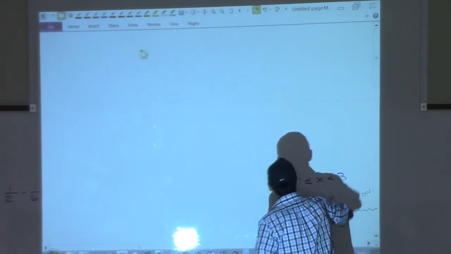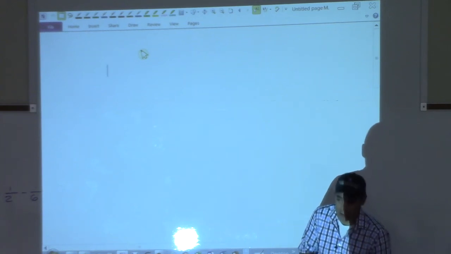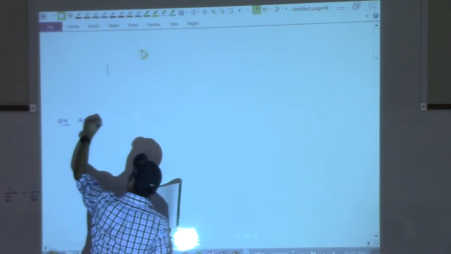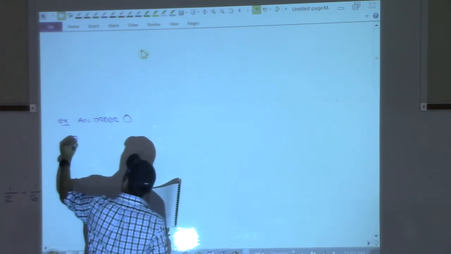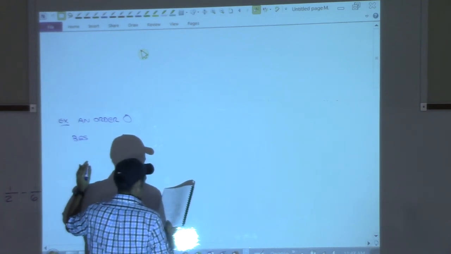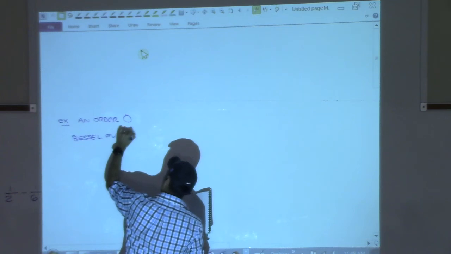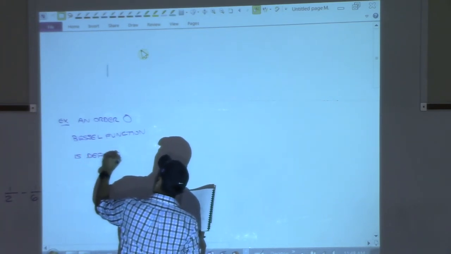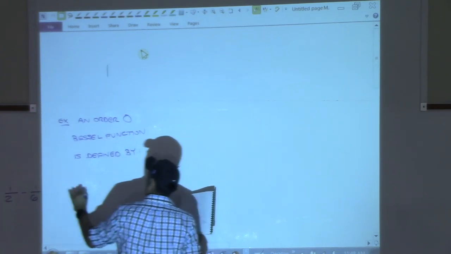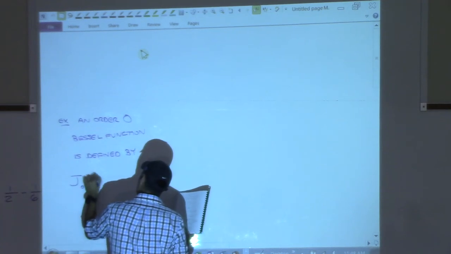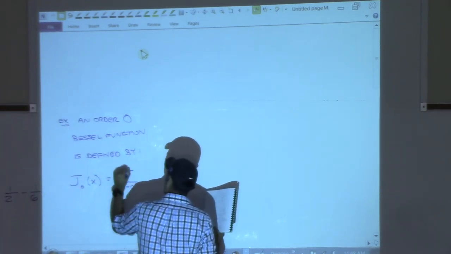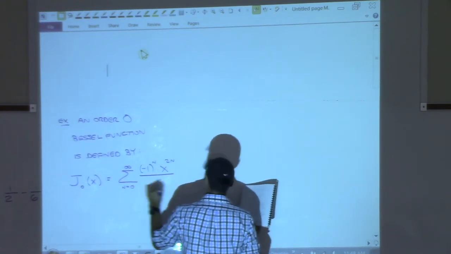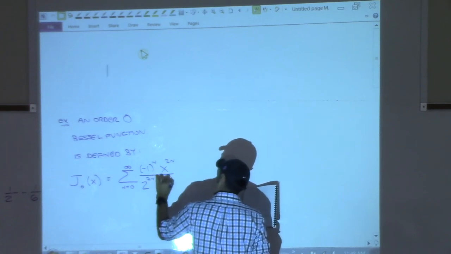All right, so let's do the same thing for what values of x. Oh, you know what? No, that's not the way the problem is stated. Sorry. Example. An order 0 Bessel function is defined by capital J subscript 0 of x equals the sum from n equals 0 to infinity of (-1)^n x^(2n) over 2^(2n) times (n factorial) squared.